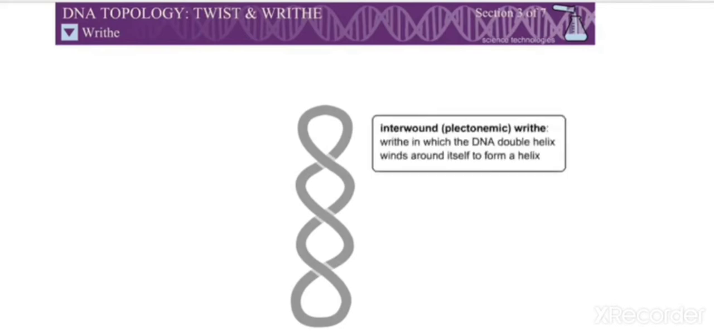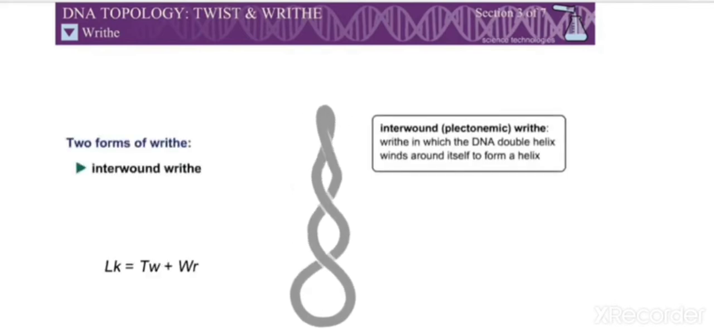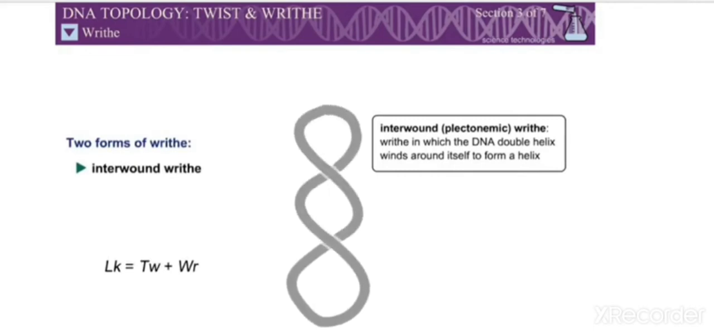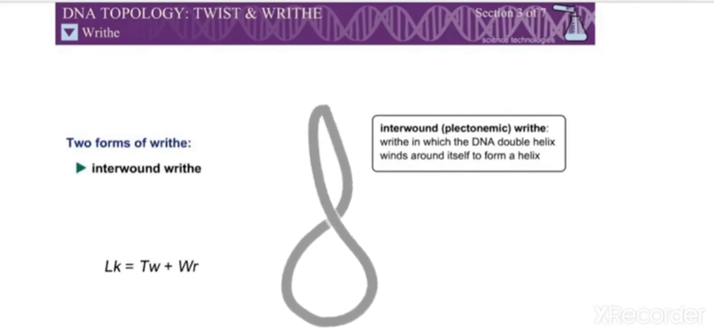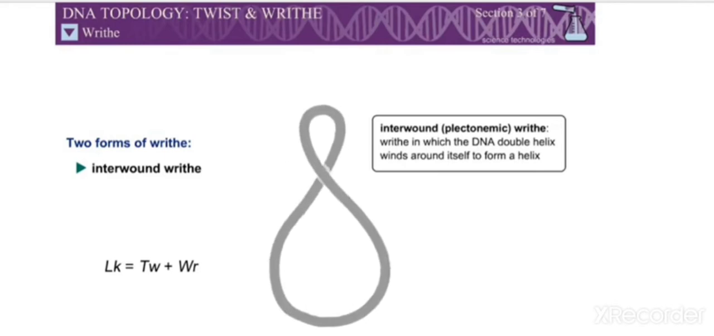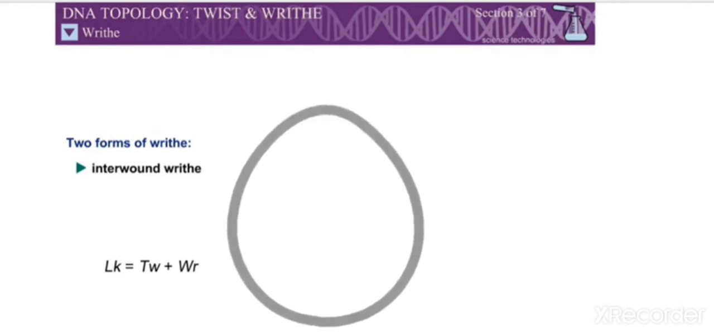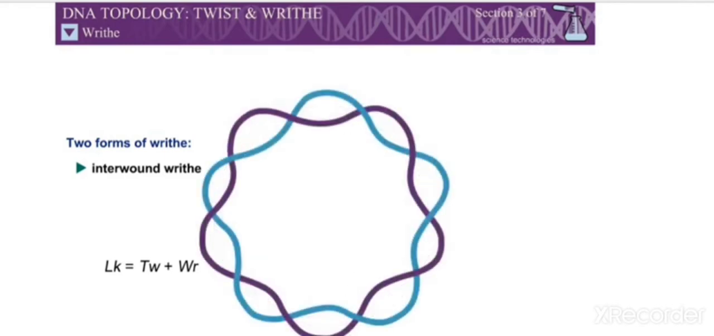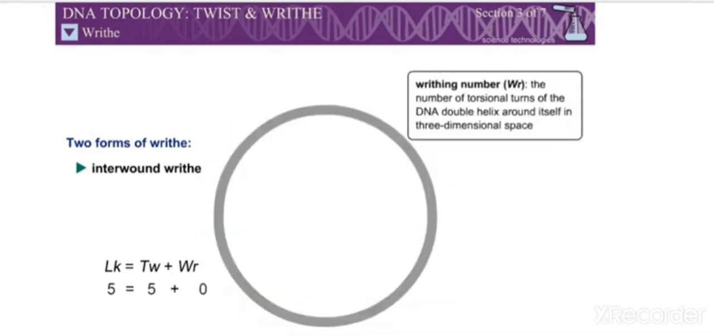Writhe can take two forms. One form is interwound or plectonemic writhe. In interwound writhe, the DNA is wound around itself, forming a helix. Most cccDNA molecules exhibit interwound writhe. The writhing number is the total number of writhes in a molecule of DNA.